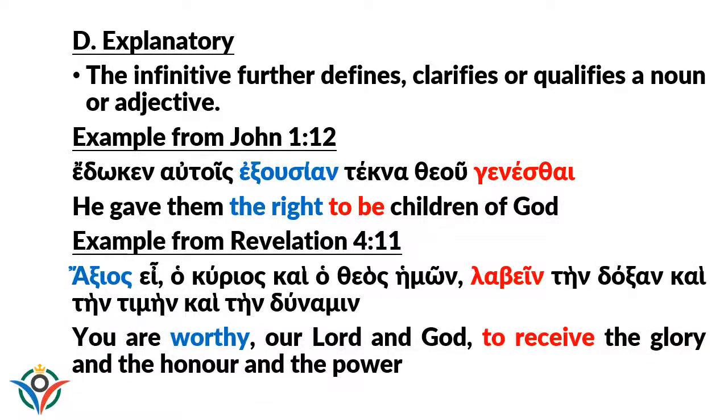Here's another example from Revelation 4 verse 11. So the Greek reads, axios ei ho kurios kai ho theos hemon labein ten doxan kai ten timen kai ten dunamin. You are worthy. Worthy of what? Our Lord and God, to receive the glory and the honor and the power. All right, so the explanatory infinitive will further clarify or further define or qualify a noun or an adjective.